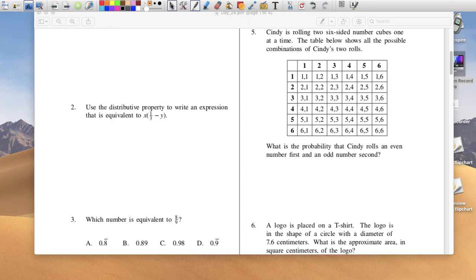So here is Cindy. She's rolling a six-sided number cube, one at a time. The table below shows all the possible combinations of Cindy's two rolls. It's like a different version of a tree diagram.